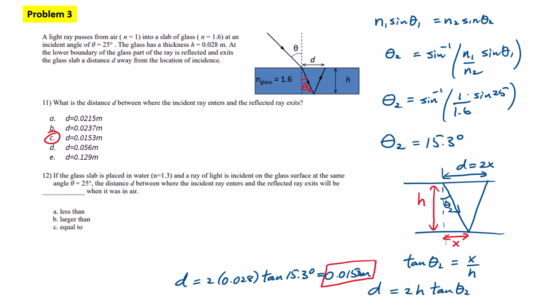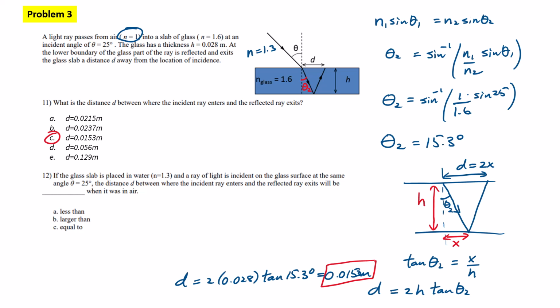All right, so what do we have next? The next question says, if the slab is placed in water. So what we're doing here is n over here is going to be 1.3 instead of being 1 like it was in the first case. And the ray of light is incident on the glass surface at the same initial angle. The distance d between where the incident ray enters and the reflected ray exits is going to be less than, larger than, or equal to the value that it was in air.